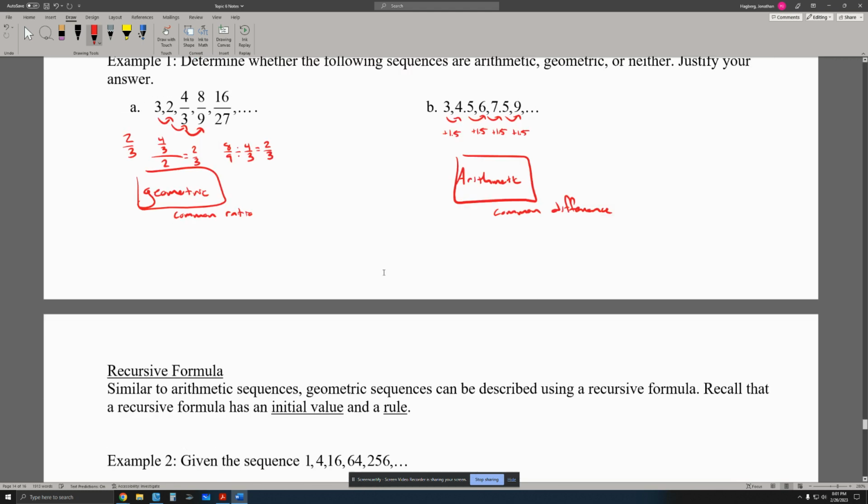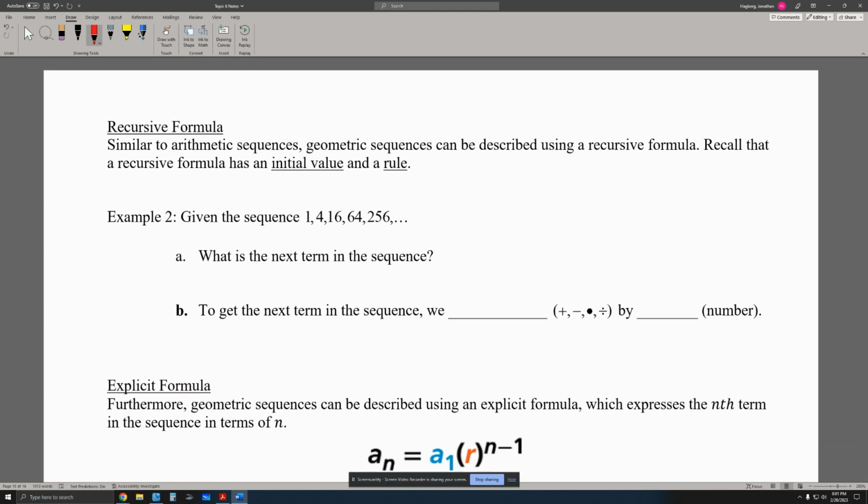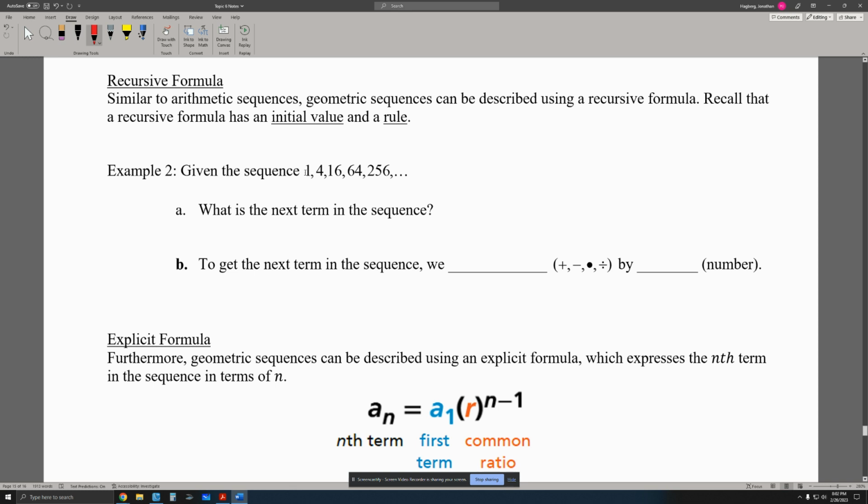Okay, go ahead and flip the page. So just like arithmetic sequences, geometric sequences can also have a recursive formula. Recall that a recursive formula has an initial value and a rule. So example 2, given the sequence 1, 4, 16, 64, 256, I notice that we follow the pattern. We're multiplying by 4.